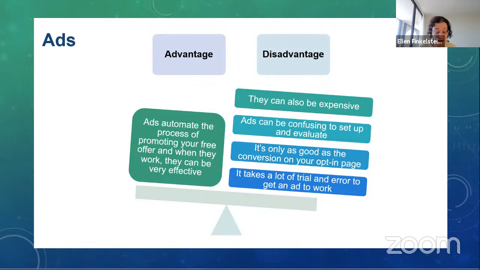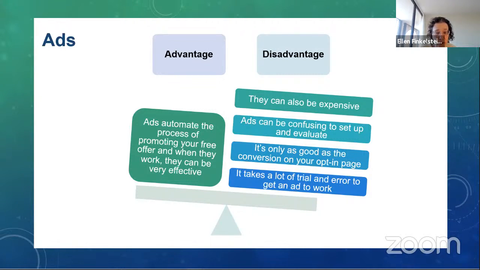And if that page doesn't convert well, you can send 1 million people to that page, but if only 1%... well, if you send 1 million people, even 1% would be good, but however many people you send, if your conversion rate is very low on that page, you're not going to get nearly the result that you could. So you really need to create a well-converting page and offer in general before you go to ads. And a lot of people don't realize that.